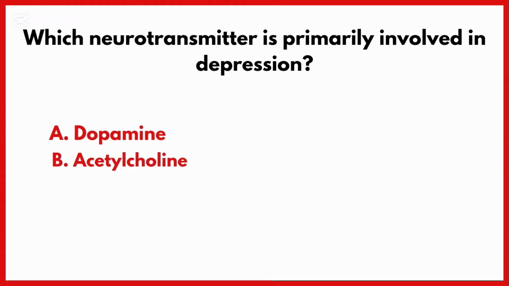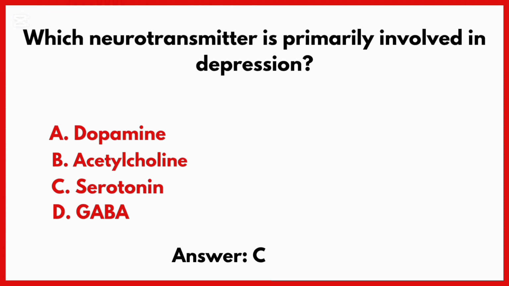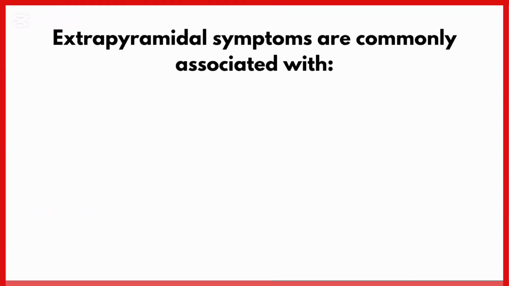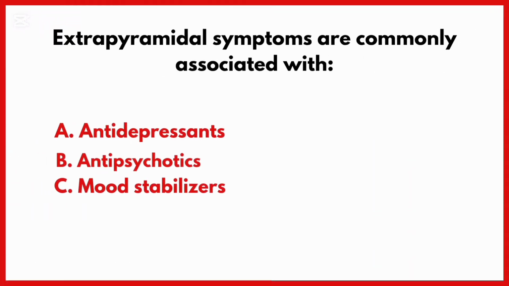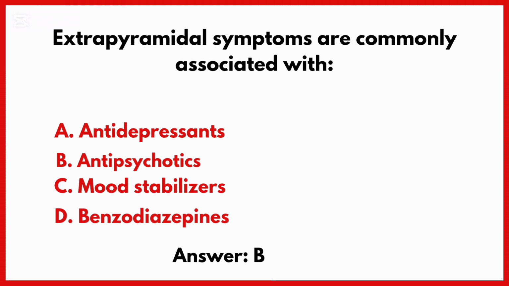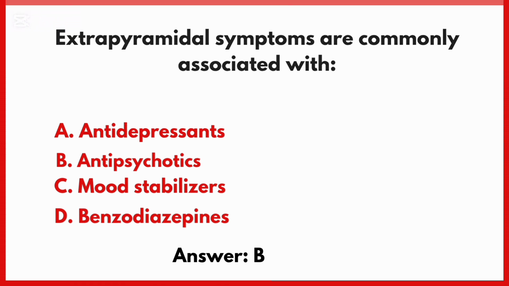Which neurotransmitter is primarily involved in depression? Correct answer is option C, serotonin. Extrapyramidal symptoms are commonly associated with. Correct answer is option B, antipsychotic.